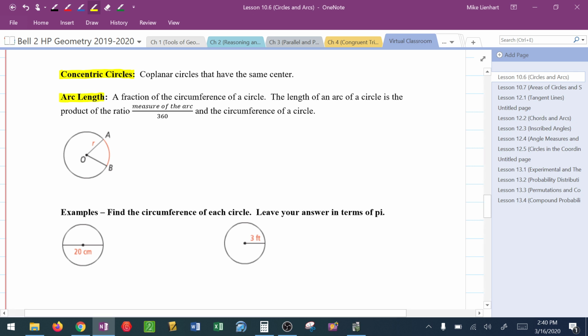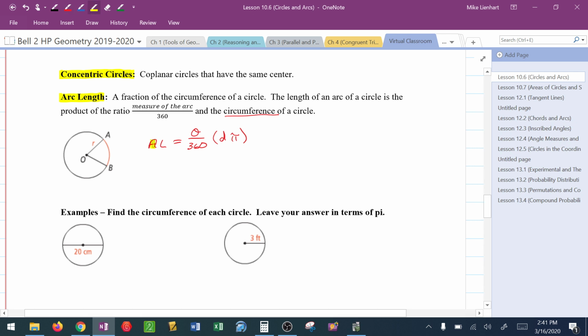Arc length. Arc length is very simply a fractional part of the circumference of a circle. Now, I defined it here as the length of an arc of a circle is the product of the ratio of the measure of the arc divided by 360 and the circumference of the circle. All right, let me write this a little bit differently for you. I know that arc length, I'm going to abbreviate it AL, is equal to theta divided by 360, where theta is the measure of the arc, times d pi. D pi represents the circumference of the circle.